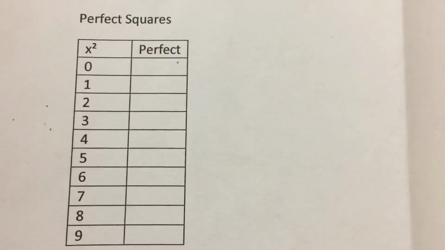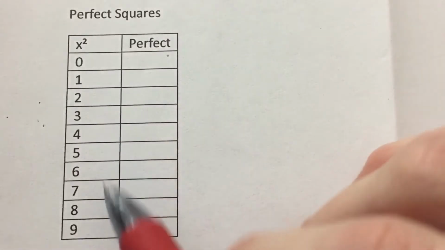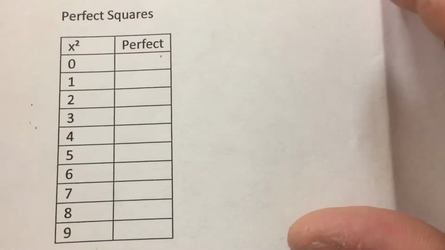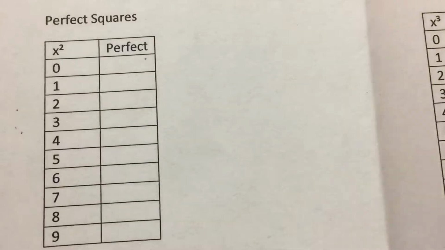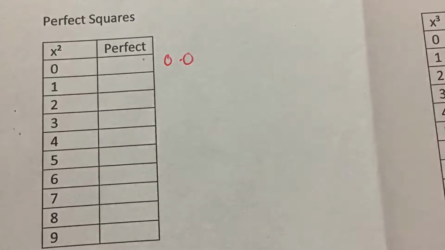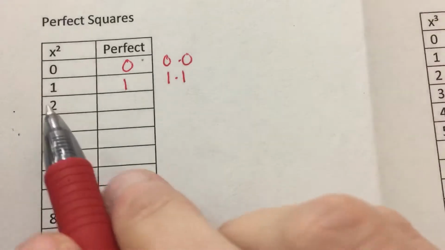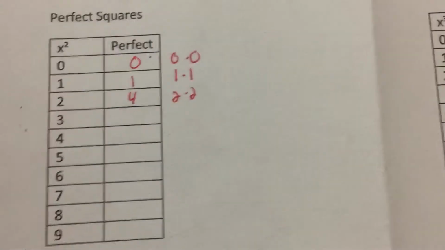Do you guys know some perfect squares? If you were to take each one of these numbers and raise it to the second power, which means making it multiply itself, do you know what you would get? Do you know what 0 to the second power is? Or 0 times 0? Yeah, it's just the number 0. How about 1 times 1? 1. 2 to the second power would be 2 times 2, which is 4.